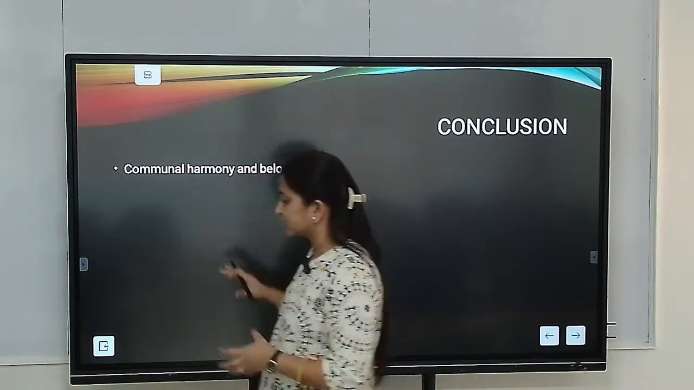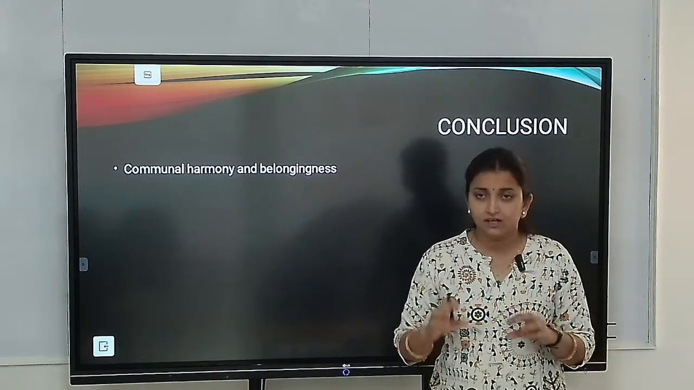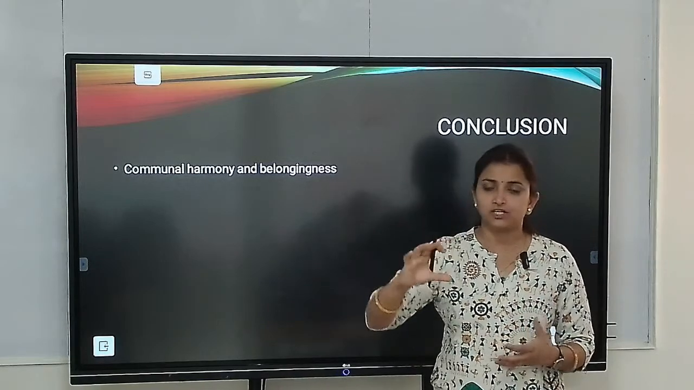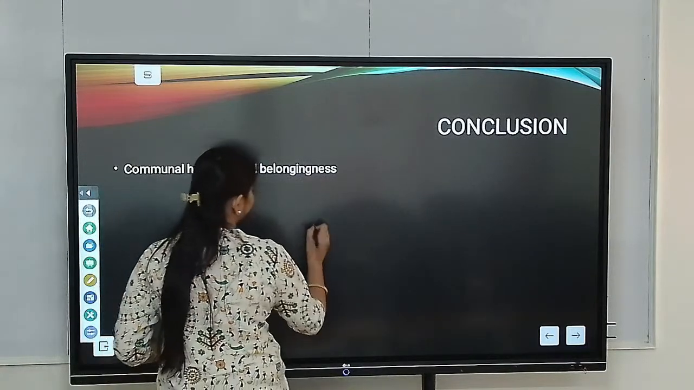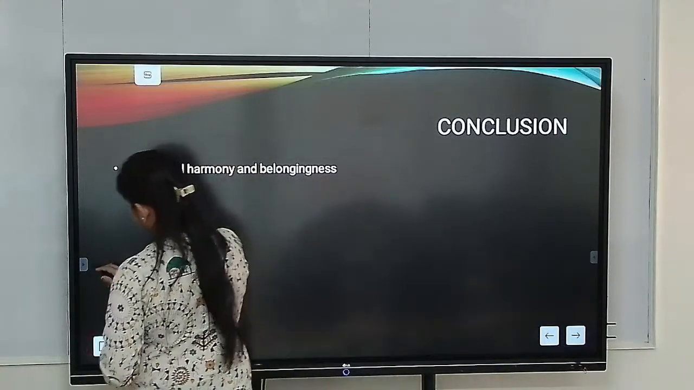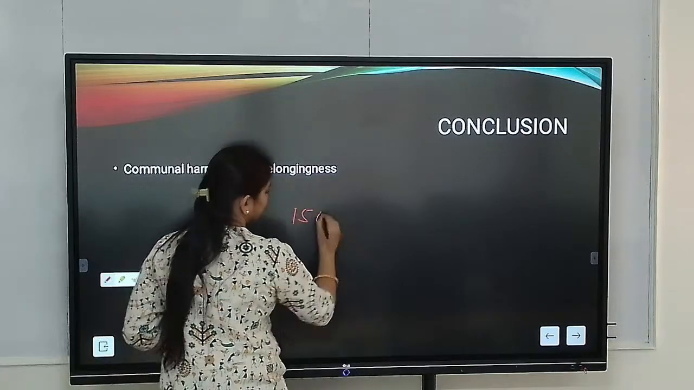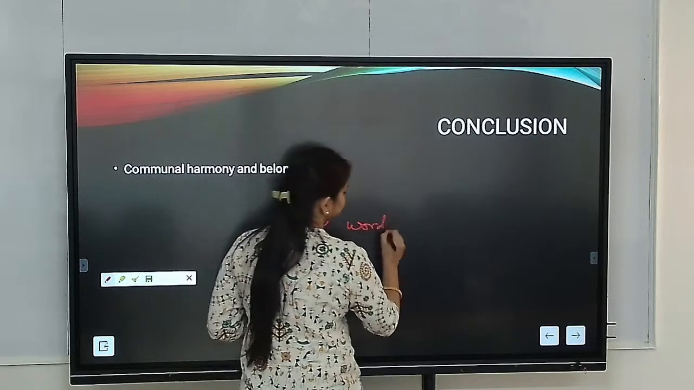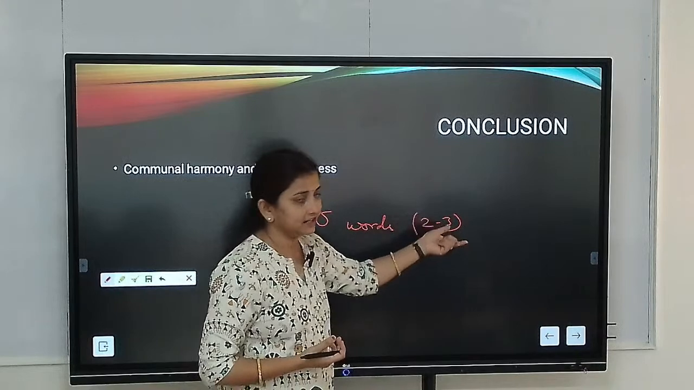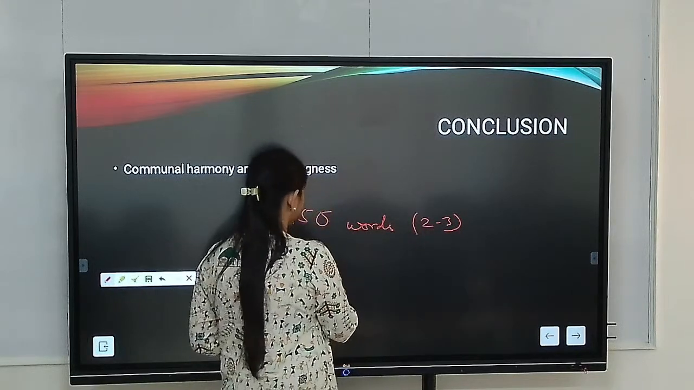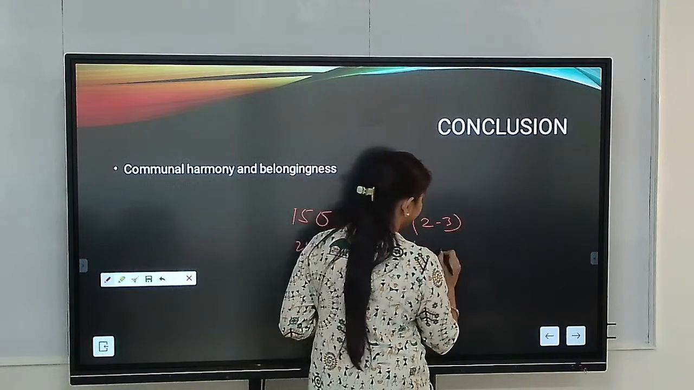In the last, that's the conclusion part. Usually for a 250 marker, we need to write some content in the conclusion and in the introduction also. Otherwise, if it's a 150 words question, that is of 10 marks, because the introduction and conclusion are a maximum of 2 to 3 lines, we don't have too much space to add content here. But because this is a 250 words question, we have scope to add content here.